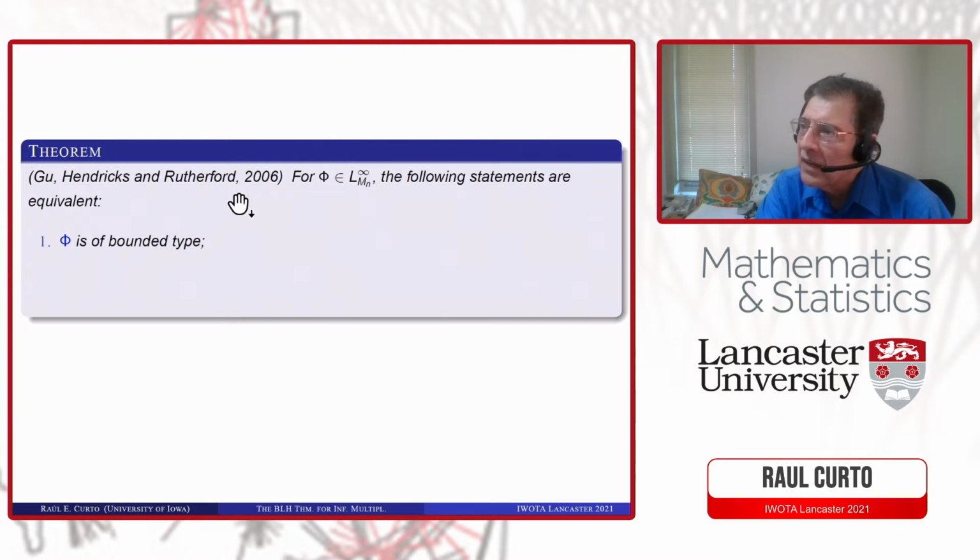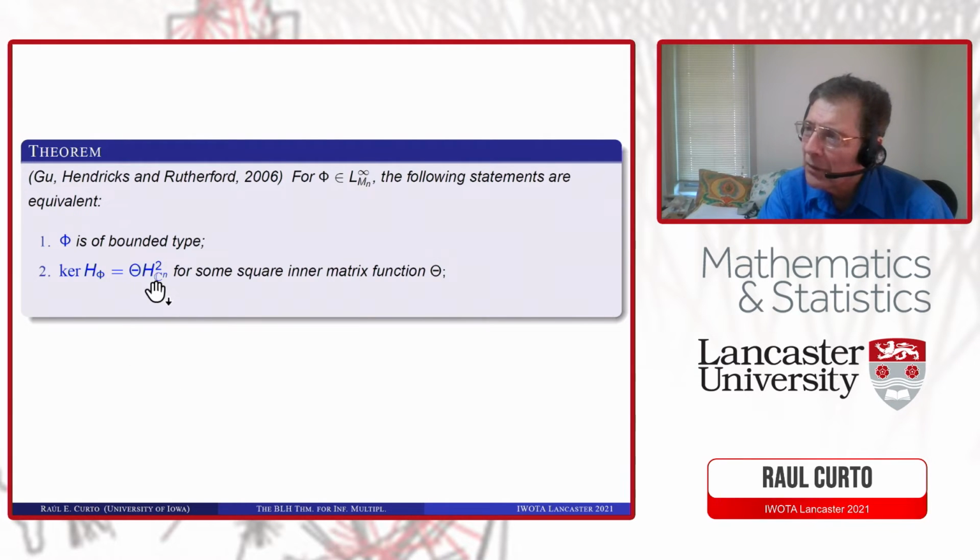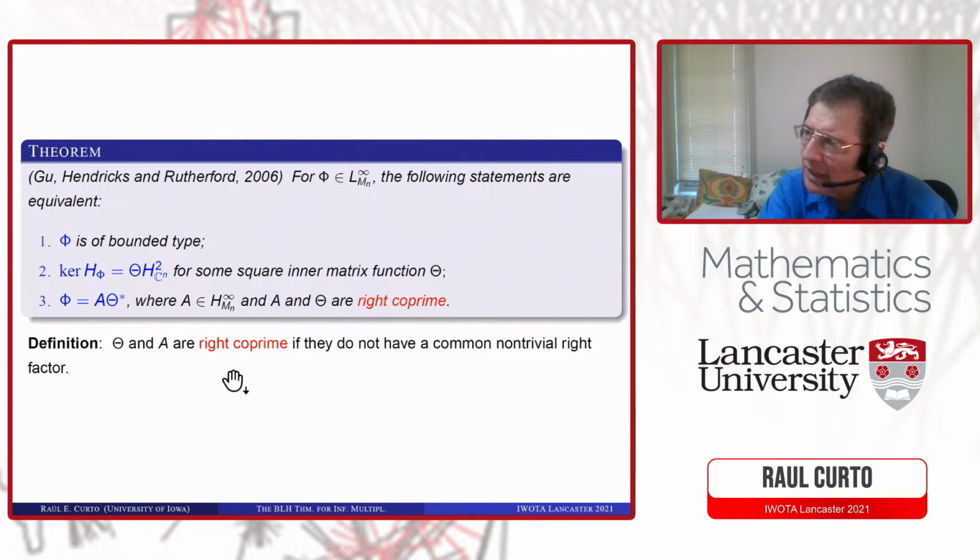Gu, Hendricks, and Rutherford in 2006, this is Caixing Gu, by the way: for φ in L infinity, the following statements are equivalent. φ is of bounded type. The kernel of Hφ is Θ H2 of C^n for some square inner matrix function Θ, or φ can be written as A Θ*, where A and Θ are right coprime. What is right coprime? Well, same definition, but since now we're working with matrices, we have to distinguish between left and right. So by right coprime, we mean that A and Θ do not have a common non-trivial right factor.